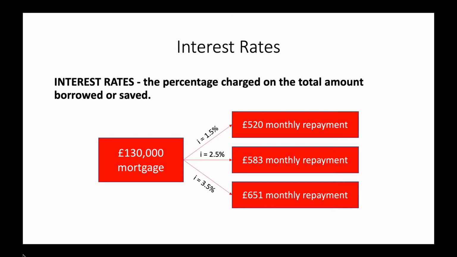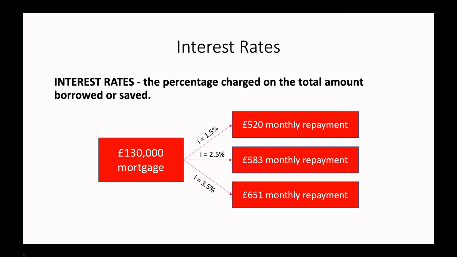Interest rates refer to the percentage charged on the total amount borrowed or saved. For example, if you take out a £100 loan at a 5% annual interest rate, then you'd have to pay the lender an additional £5 in interest payments. That may not seem like much, but in the context of mortgages and bigger loans in general, even small changes in interest rates can mean a lot.